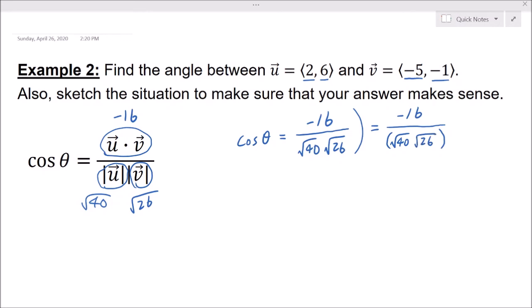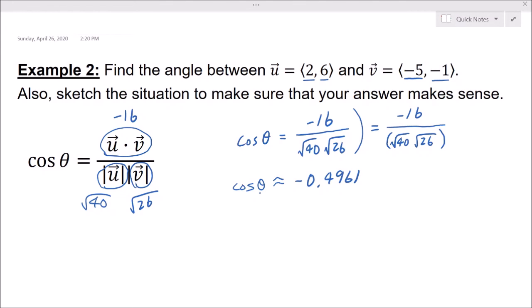Or maybe in your calculator, you don't calculate this all in one step. Maybe you calculate it step by step. Whatever you do, your final answer should be around negative 0.4961.